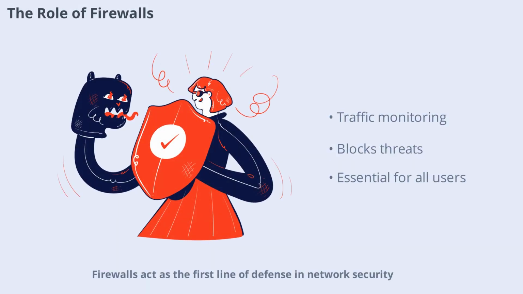Firewalls act as the first line of defense in network security. They monitor incoming and outgoing traffic, blocking suspicious activity and unauthorized access. Whether hardware-based or software-based, firewalls are essential for both home and business networks. By setting up a firewall, you create a barrier between your internal network and potential threats from the internet. It's important to regularly update your firewall settings and ensure they're configured correctly.